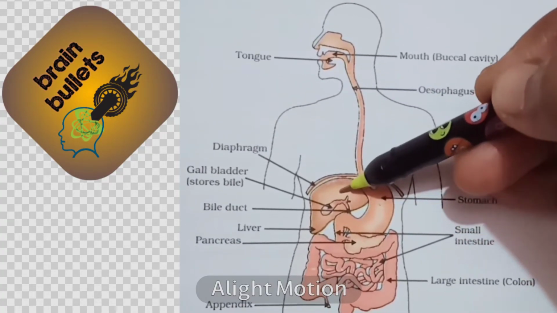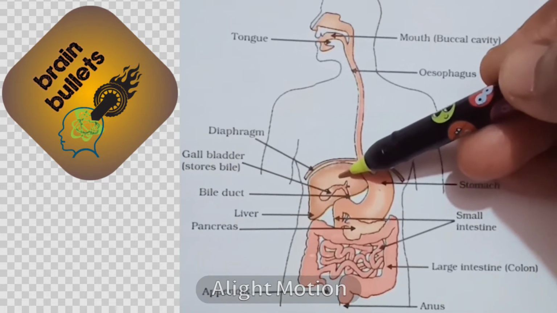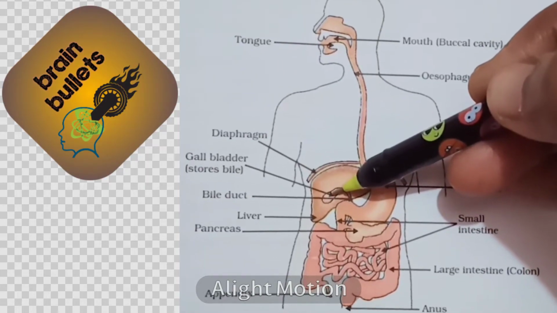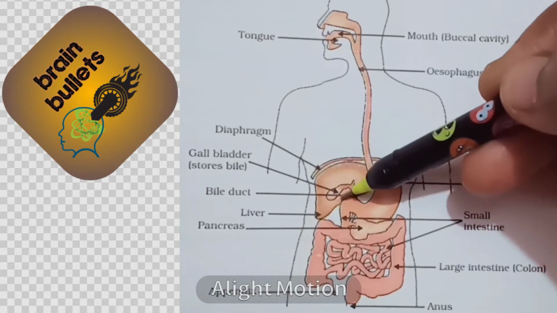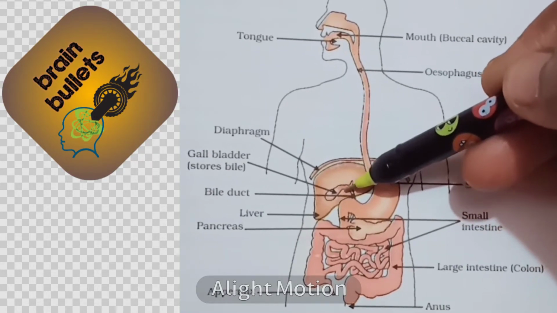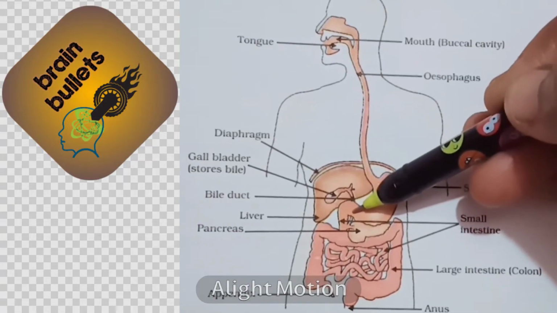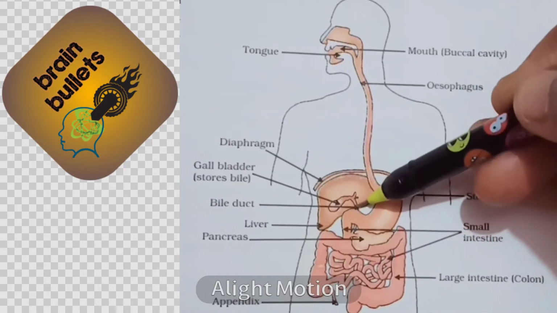So the liver is secreting the juice called bile juice, which is made up of bile salts. Okay, so after secreting, it is stored in the bag-like structure which is located in the liver, and this is called the gallbladder. It helps to store the bile. Whenever the bile is needed, automatically it is secreted, and it is sent to the duodenum region through the tube called the bile duct.